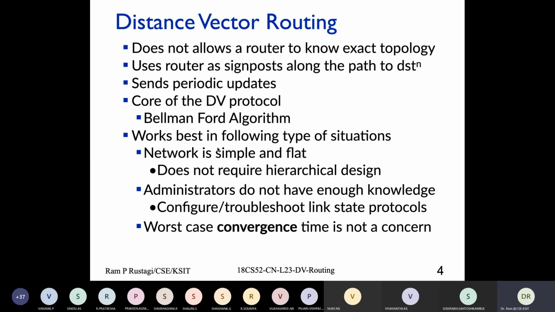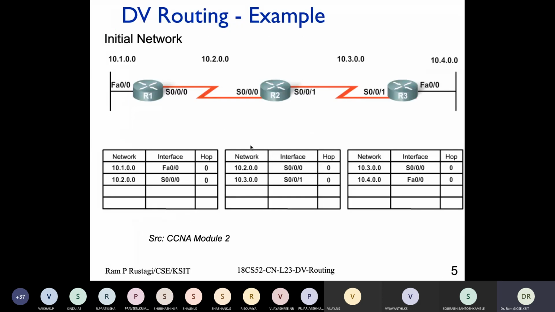could be longer than what you'll get in link state routing. So normally we use distance vector routing when the networks are small, the network administrator is not too tech savvy, and you do not really care about convergence time, the time it takes to sync up so that every router gets the information.